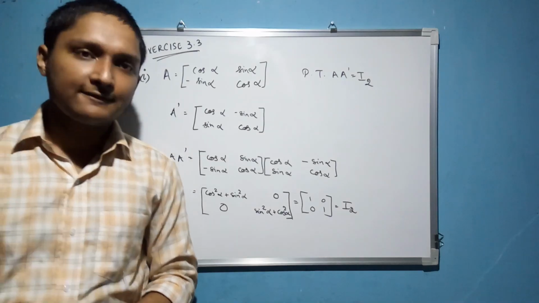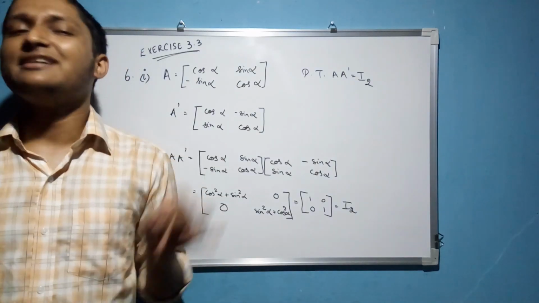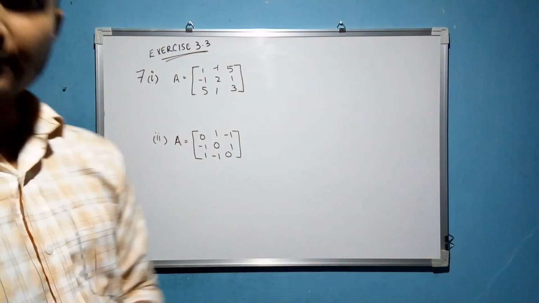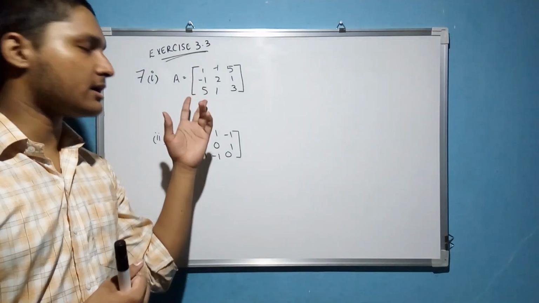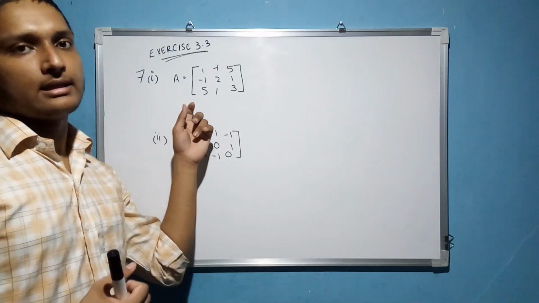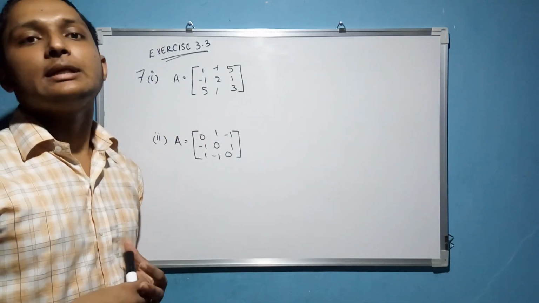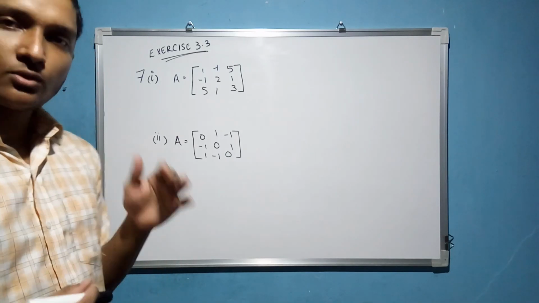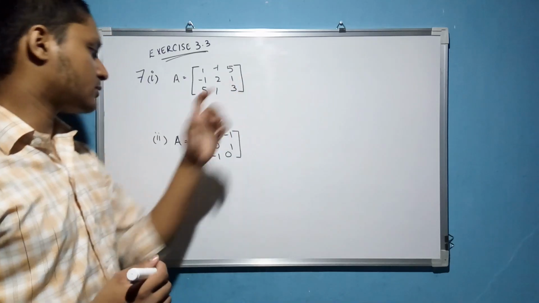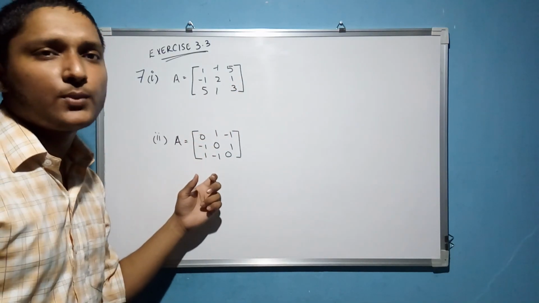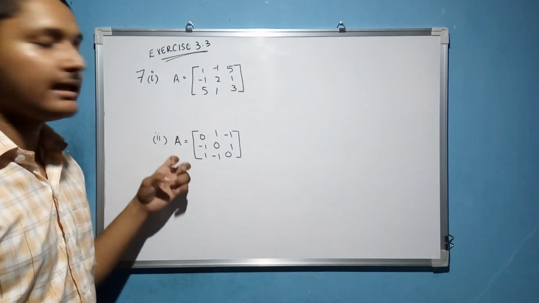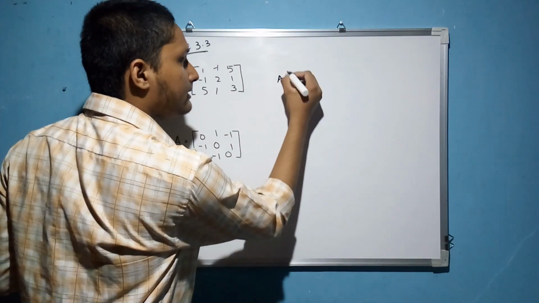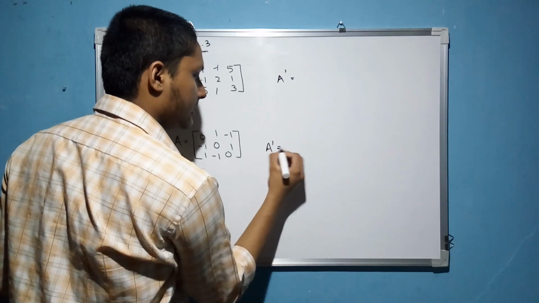Next, we'll move on to the 7th question. The 7th question is all about the condition where a matrix is symmetric and where it is skew symmetric. In the first part, you are to prove that A is a symmetric matrix. If it is a symmetric matrix, then A should be equal to A transpose. You need to find A transpose in this case also, because you are asked to prove that A is a skew symmetric matrix. So first of all, we'll find A transpose in both the cases.